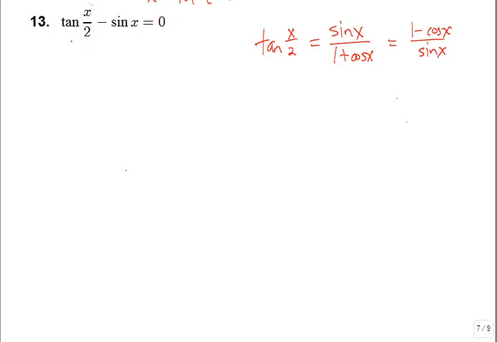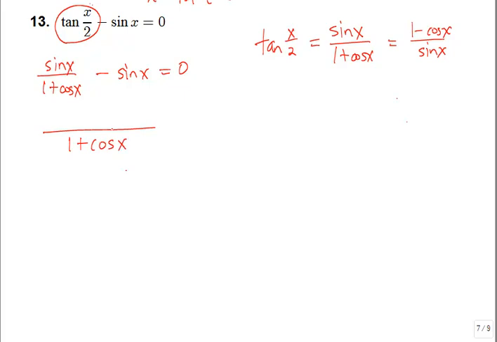So what I'm going to do is replace this tangent of x over 2 with sine x over 1 plus cosine x, and we want to subtract sine x from that and set it to 0. Now when I look at this, I have a fraction minus my sine of x. So the only way I'm going to be able to simplify that is to get a common denominator. So my common denominator wants to be that 1 plus cosine x. This first fraction already has that, so my numerator isn't going to change. It's going to stay sine of x.